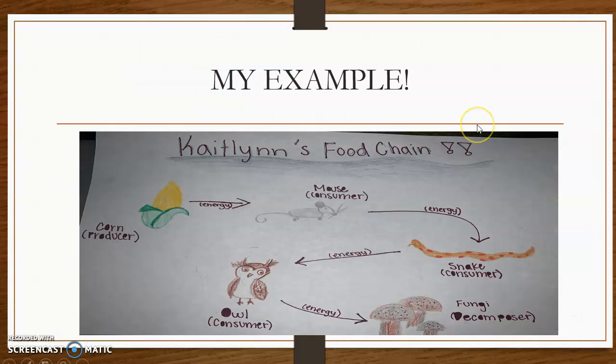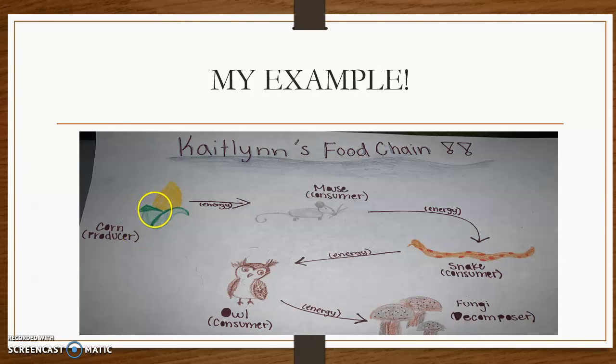So this is just an example of my food chain that I drew. I'm not the best of artists, but I did the best that I could. So this is showing basically the corn, which is going to be your producer. It's going to be your plant that creates its own energy.